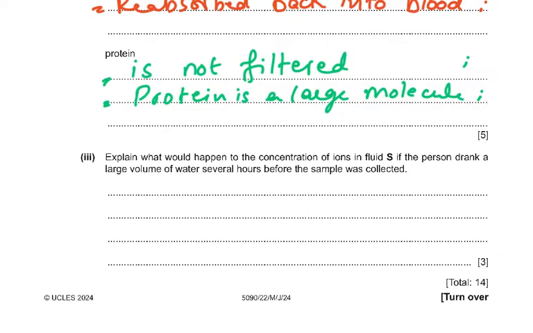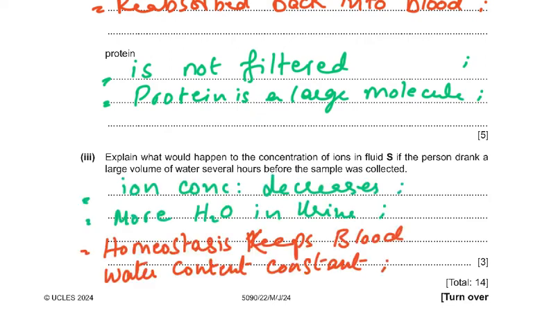So basically the ion concentration will decrease. Why? Because there will be a higher volume of water in the urine, and this is an important part of homeostasis, to keep the concentration of water in the blood the same at all times. So ion concentration decreases. Why? Because there's more water in the urine, and this is an important part of homeostasis, keeping the blood water content constant.